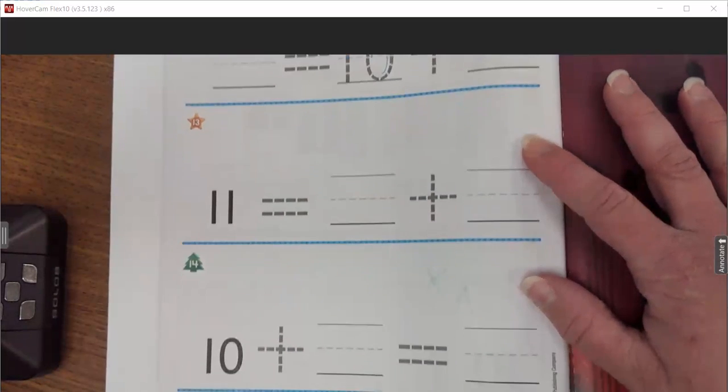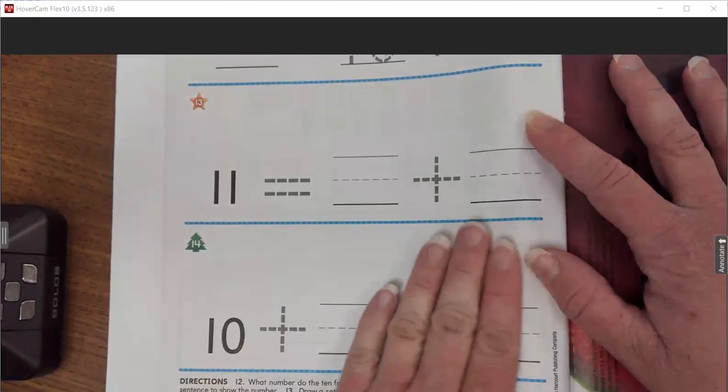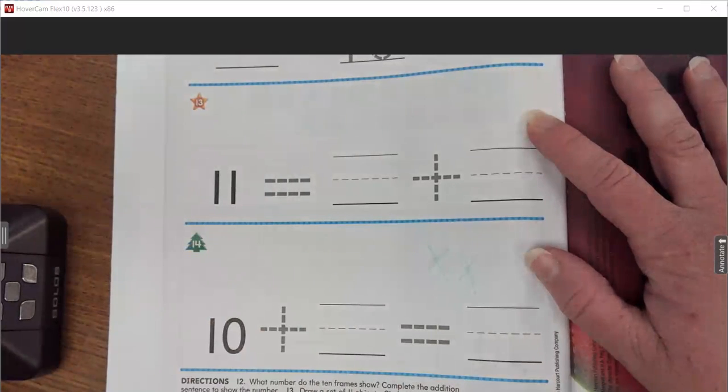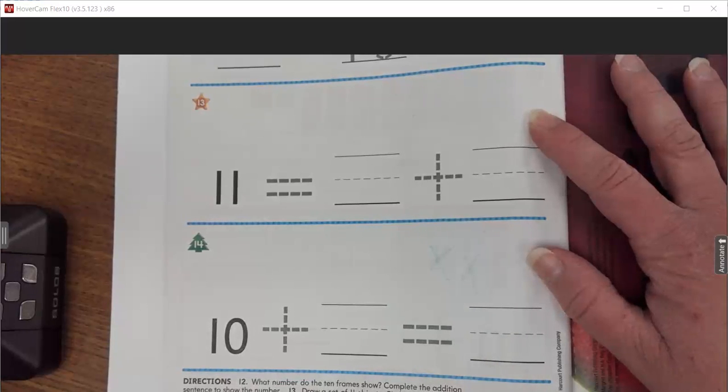And then another addition problem using 10. So 10 plus some number equals some number. It can be anything you want under the number of 20. So you can't do 10 plus 11, for instance. Your answer has to equal 20 or less.